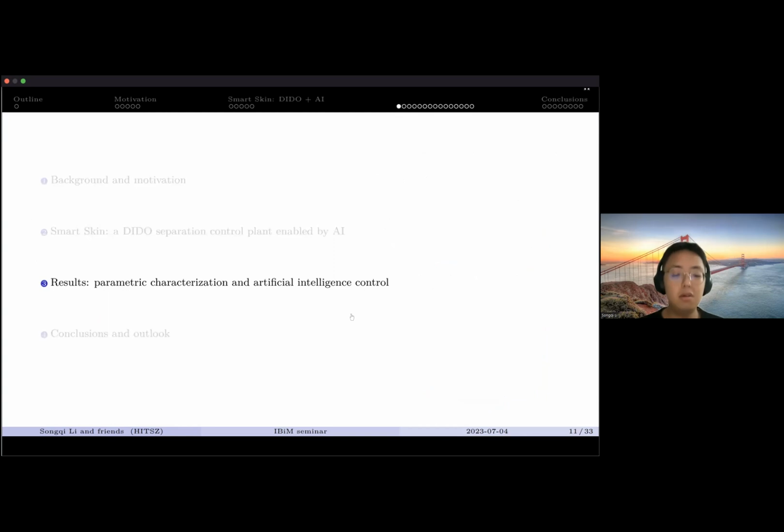Okay, so with this basic introduction of the smart skin plant, I will then show you the results. First of all, I will show you some parametric study results and also the aerodynamic characterization of this actual device. And then I will show you the results from the artificial intelligence control, containing both open loop and closed loop results.